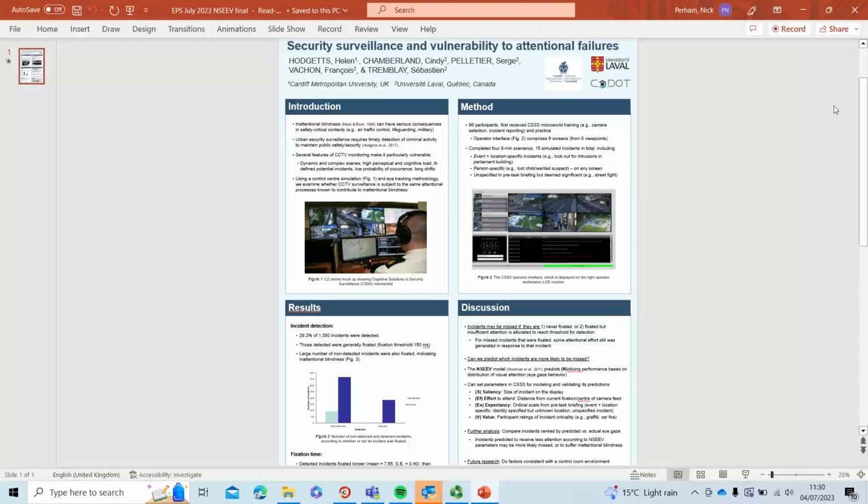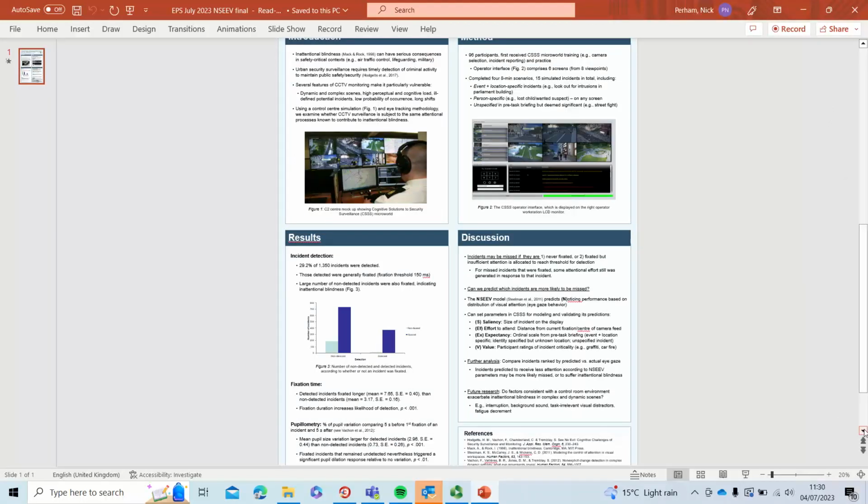Detected incidents were fixated for longer than those that weren't detected. We also looked at pupil dilation and found that this was larger for detected incidents than non-detected, but fixated incidents that remained undetected nevertheless triggered a significant pupil dilation relative to no variation.